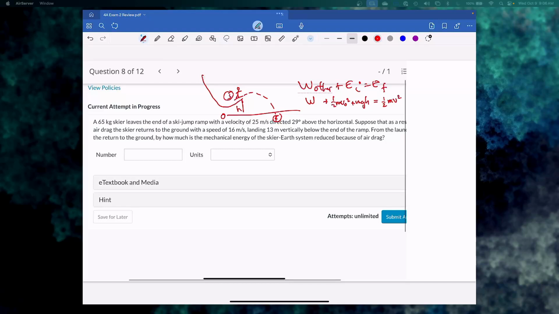But I say 0, right? They gave me this 13 meters from where it starts to how low it goes. So we'll put 0 where it ends. And so now, right? I solve for this. V final squared minus V initial squared minus mgh. That should be it.